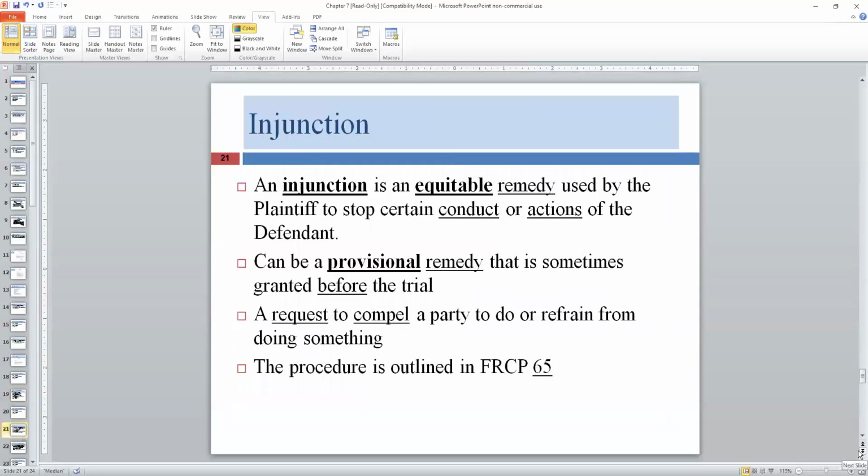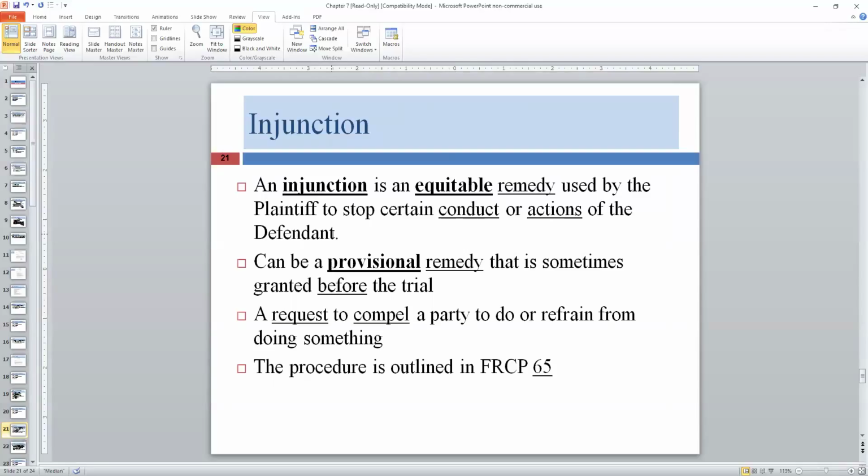Let's look at injunctions. An injunction is a particular type of order that a court can grant. It is an equitable relief as opposed to legal relief. You may recall we talked about equitable reliefs. Those are the non-monetary relief that only the court can grant. Juries aren't in the position to grant this. Here's a definition of an injunction. An injunction is an equitable remedy used by the plaintiff to stop certain conduct or actions of the defendant.